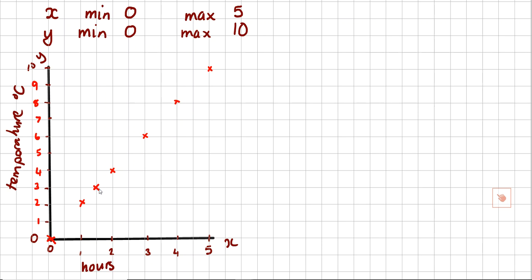Why? What does it represent? Oh, because in 1.5 hours, it's... And does that make sense? Yeah, because if the temperature goes up 2 degrees every hour, it makes sense that every half an hour it goes up by 1. So I can actually put points here, here, here.